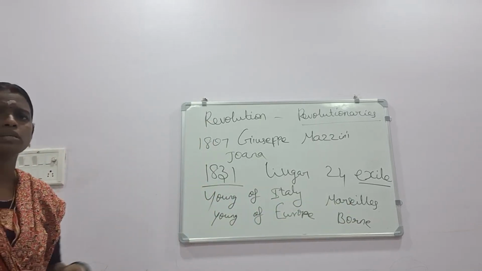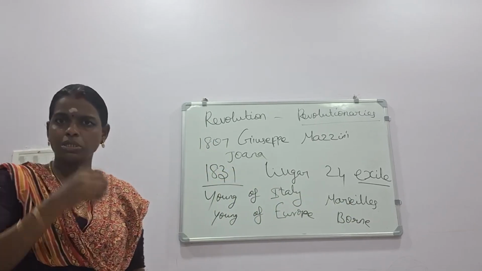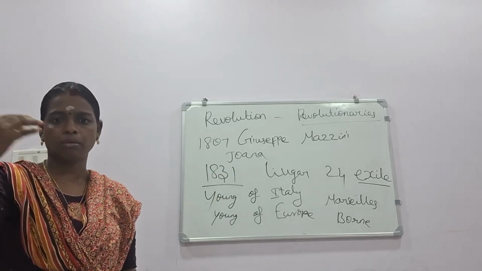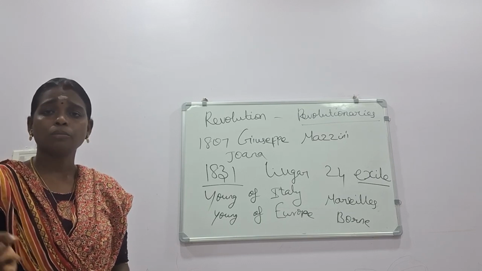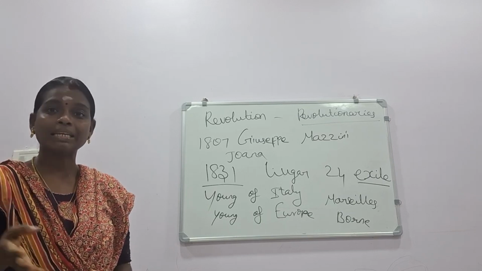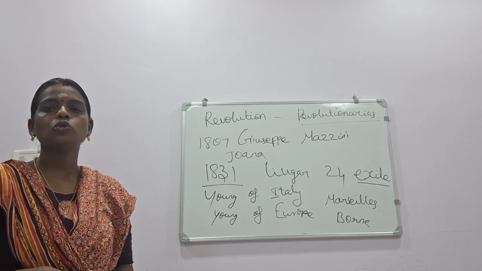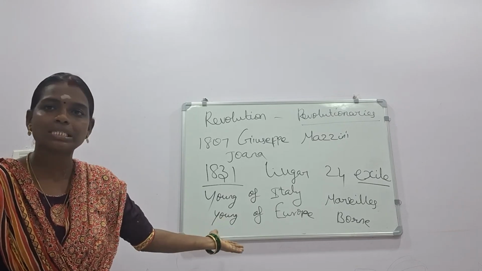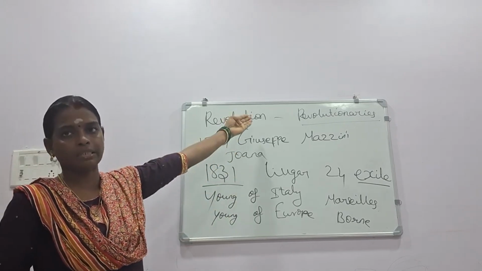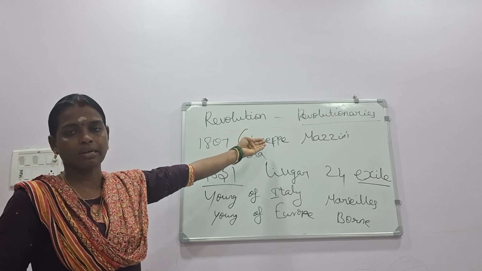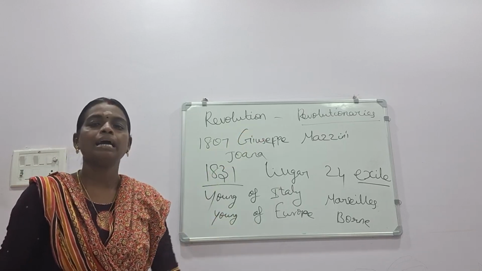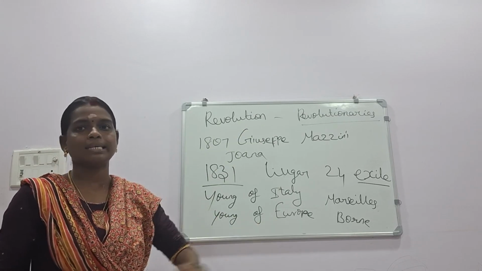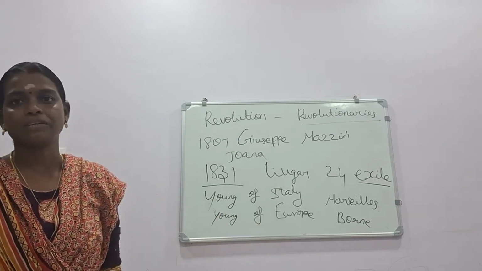Who were the members of these secret societies? If any organization was started, it means some followers and some members should be there, no? Like France, like Poland, like Germany, like Italy. People from these countries joined as members of these secret societies started by Joseph Mazzini, Young Europe and Young Italy, at the places Marseille and Bonn respectively.